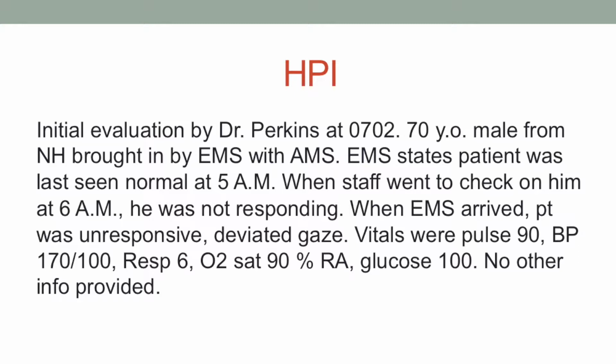So we start with a 70-year-old male from a nursing home, who is brought in by EMS with altered mental status. EMS states the patient was last seen normal at 5 a.m. When staff went to check on him at 6 a.m., he was not responding. When EMS arrived, the patient was unresponsive. He had a deviated gaze. Vitals were pulse of 90, blood pressure 170 over 100. Respiratory rate was 6. O2 sats were 90% on room air. Blood glucose was 100. No other information was provided.